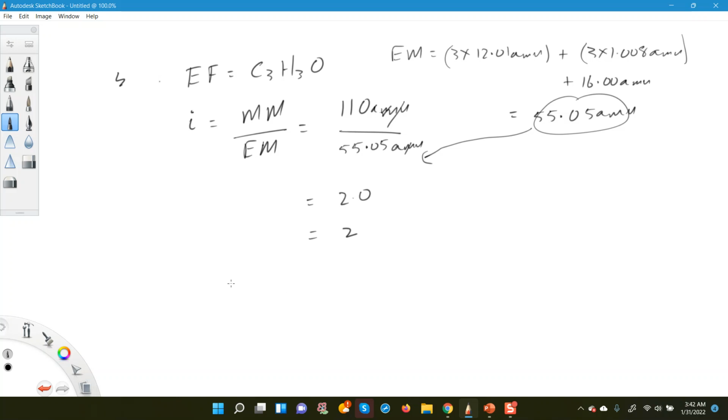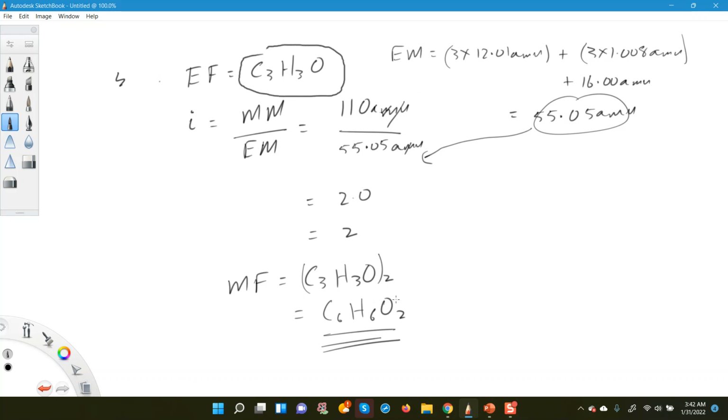All right? So therefore, the molecular formula would be C3H3O multiplied by 2, which is C6H6O2. And that would be the molecular formula. So that's how we get from the empirical formula, which is this right here, to the molecular formula. These are the steps we have to go through in order to carry out that conversion.